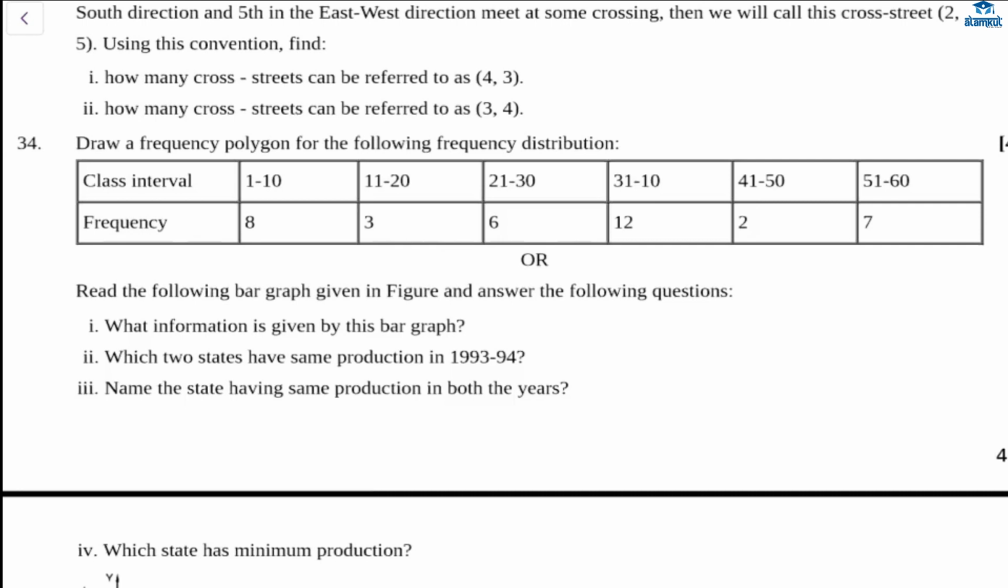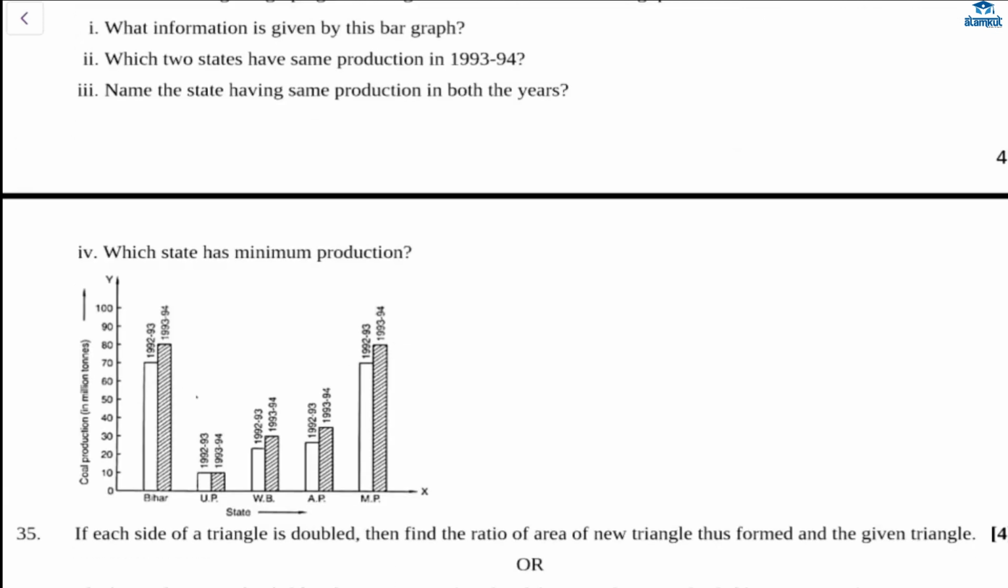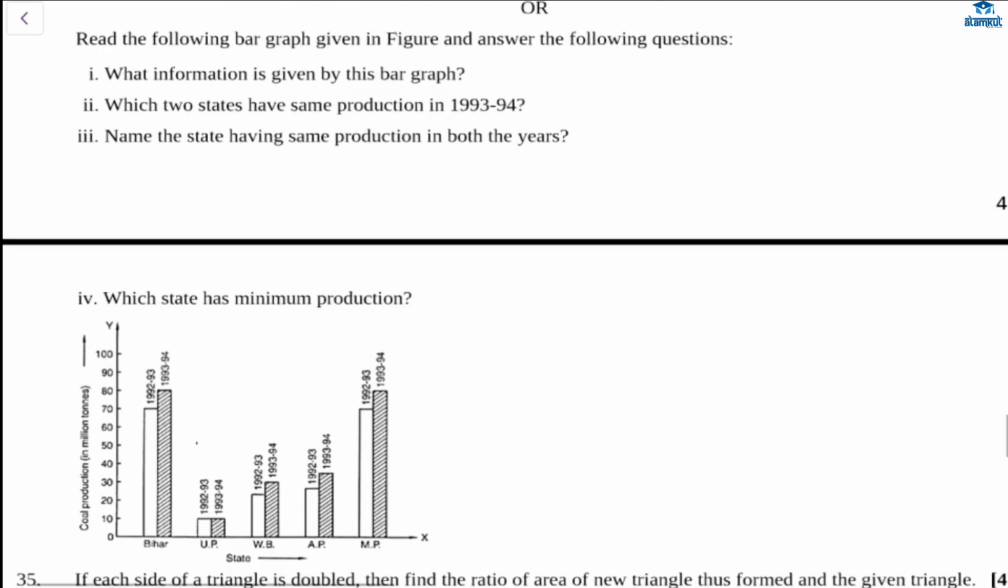So first, ma'am, instead of that 34, there is one OR option also there. Can you show what that OR option is? The OR option is very easy. Sometimes you can get both questions, so you should know about frequency because it is not tough. This is the easiest one, the OR question.